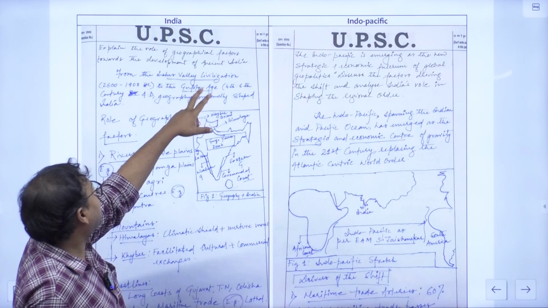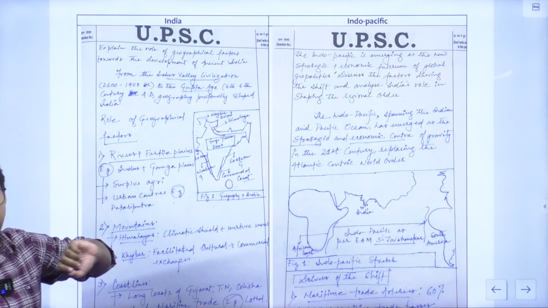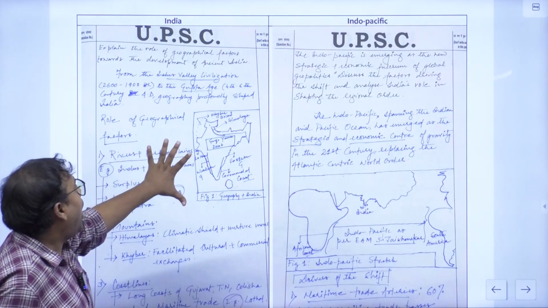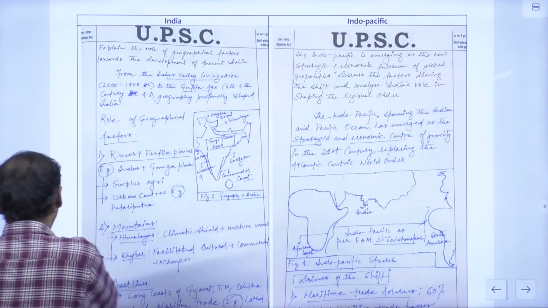Explain the role of geographical factors towards the development of ancient India. So this is a UPSC question, right? So how do I do the map? It is a map of India. It will be a half width map, right? It will be a half width map.